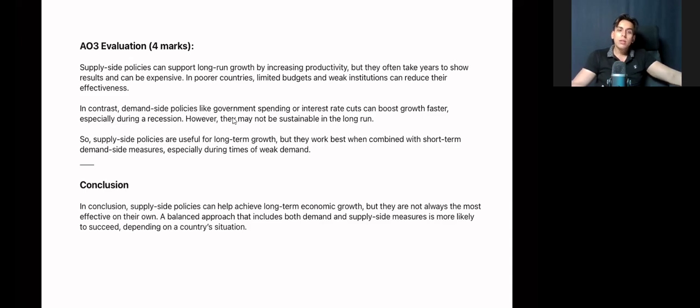In conclusion, supply side policies, yes, they can help achieve long run economic growth, but they are not always effective on their own. You have to use a balanced approach. You need to boost your aggregate demand as well, so that economic growth continues. Aggregate demand is also rising, aggregate supply is also rising, so it gives you continuous growth. Everything clear? Yes, sir.